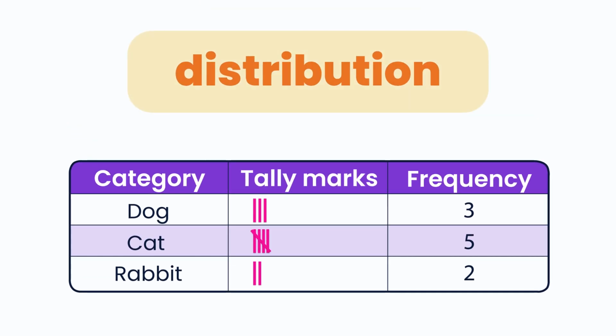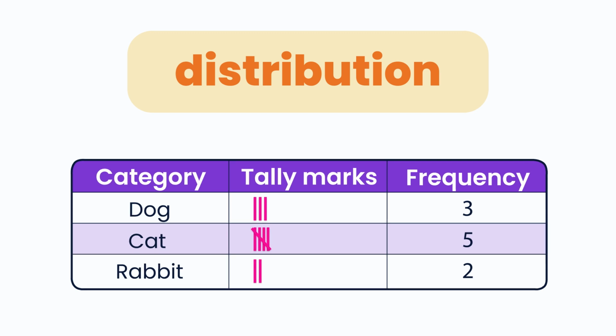Remember the word distribution from an earlier video? A frequency table illustrates the distribution of the observations among the different categories. This frequency table shows the distribution of the number of pets.